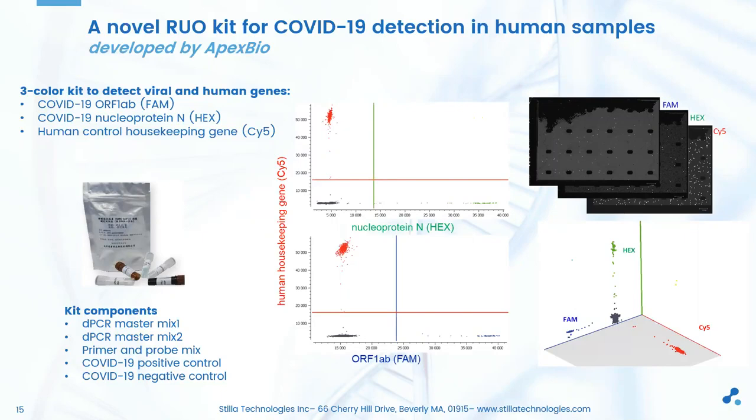The kit contains all primers and probes, the RT digital PCR master mix, as well as COVID-19 positive and negative controls used to validate each run. And currently, this kit is for research purposes only.